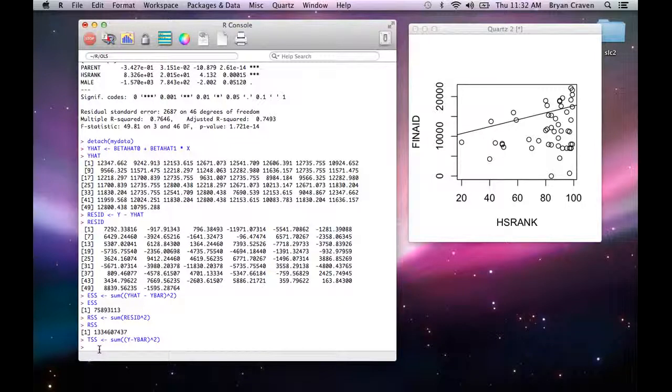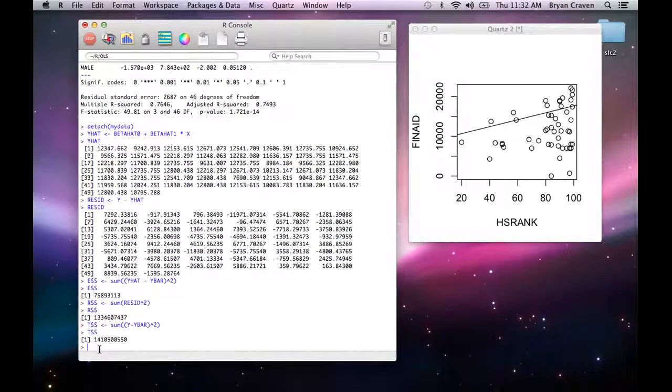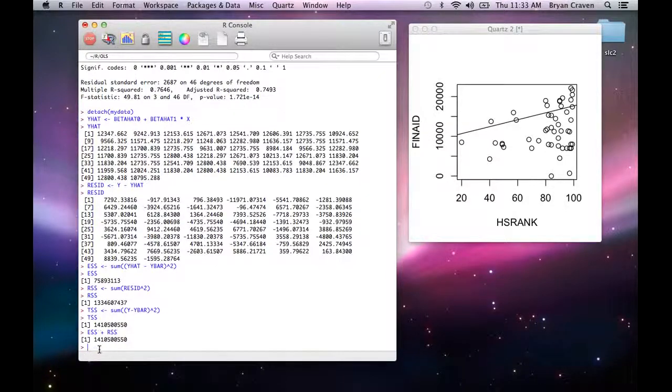And we know that the TSS, or total sum of squares, should be equal to the explained sum of squares plus residual sum of squares. So let's check that out right now. So TSS, and then if we look at ESS plus RSS, it is the same number, so that's excellent. Our math is good. And now we can move along to calculating r squared.